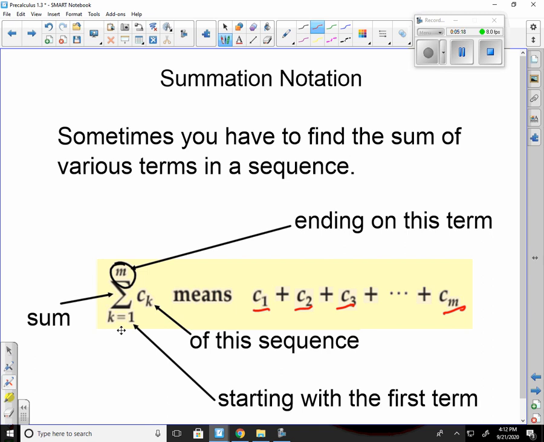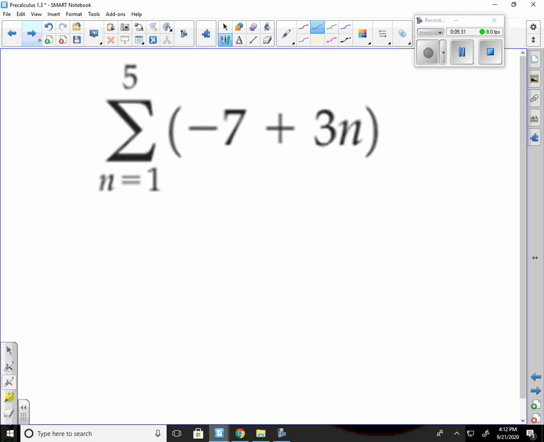So each thing in this notation has meaning. First term, sum, ending on this term of this sequence. An example will help us to see that a little better.